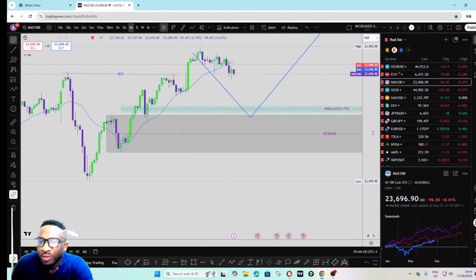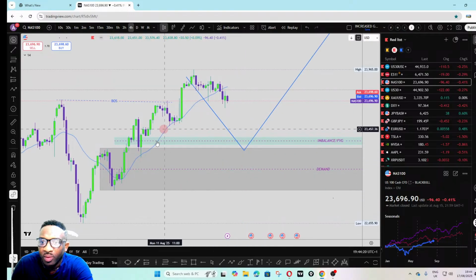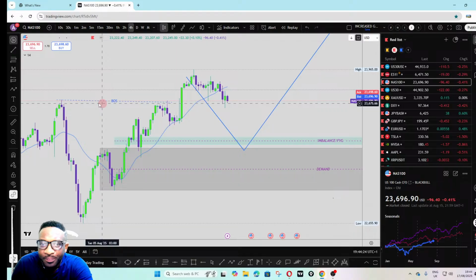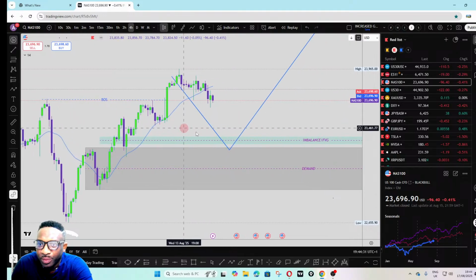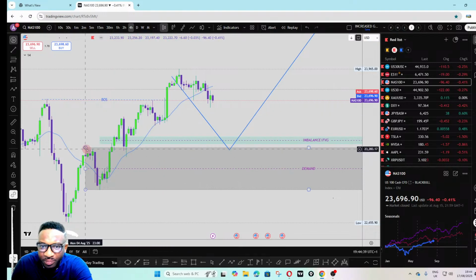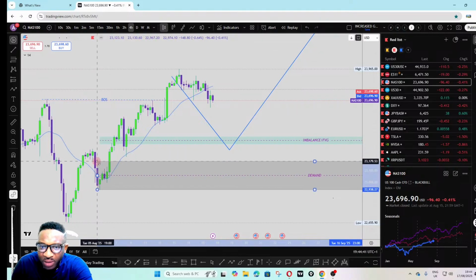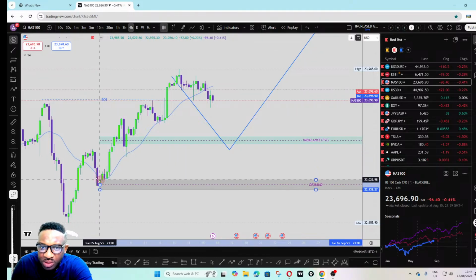We have a break of structure. Yep, we have a break of structure right here. So on here, we put this area on the daily time frame, so we can further refine the area to this low.